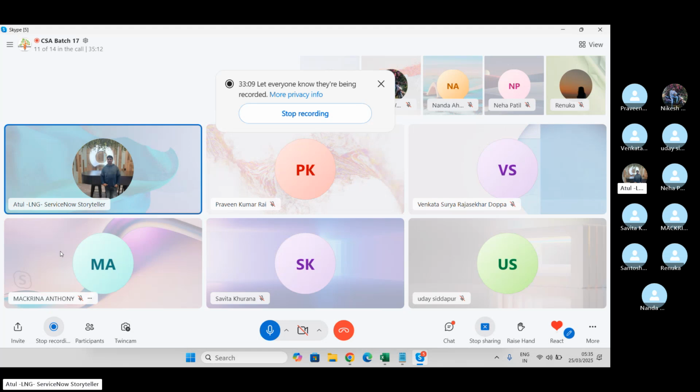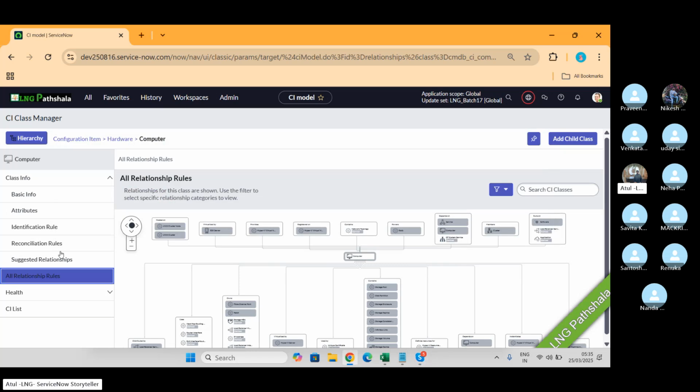समझे कुछ या confusion? So as I say that there is a relationship, in the same manner every class has relationships. How this class has been linked with the other class.